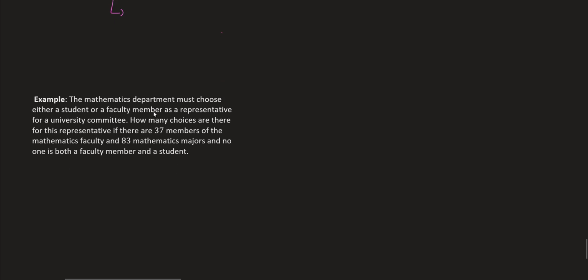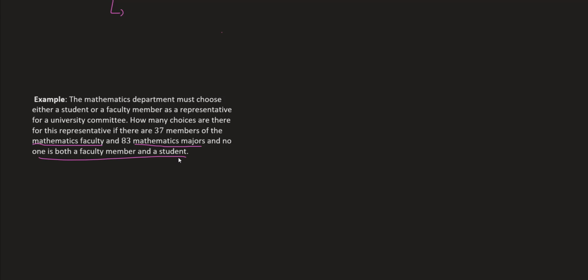Now it will be more clear with an example, and then we'll try to represent it in terms of sets. Let's have a look at this example. The mathematics department has to choose a representative, and the representative can be chosen either from the faculty or from the students. How many choices are there for this representative if there are 37 members of the mathematics faculty and 83 mathematics majors, and no one is both a faculty member and a student?